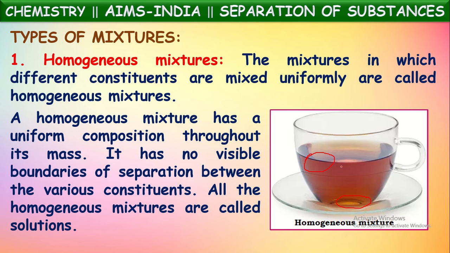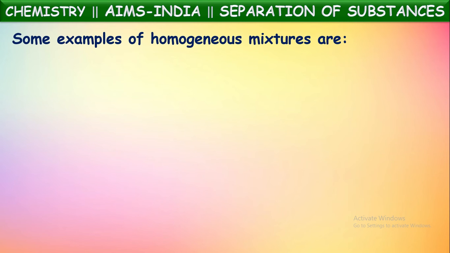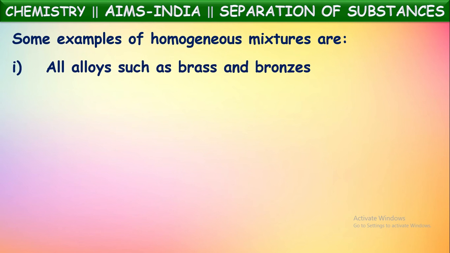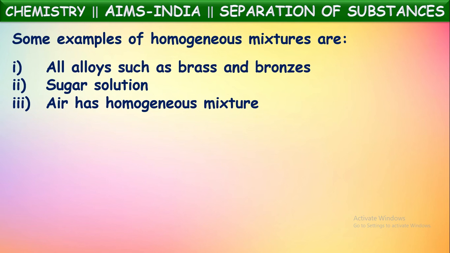So these homogeneous mixtures are also called solutions. Okay, these are one kind of mixtures. Here they are showing some examples of homogeneous mixtures. Let us see them. All alloys such as brass and bronze, sugar solutions, air. And air is a solution because it has so many gases mixed in it.